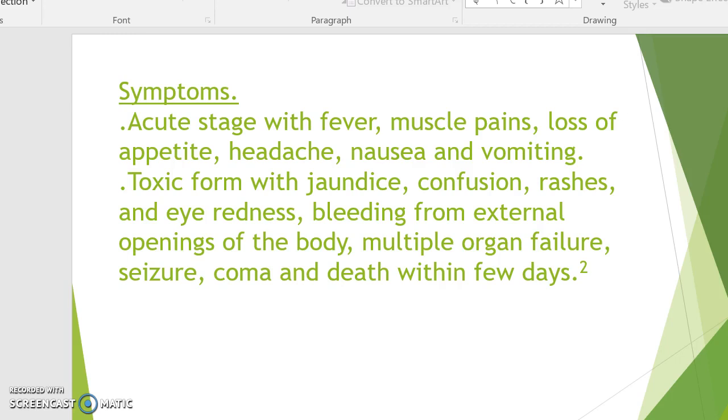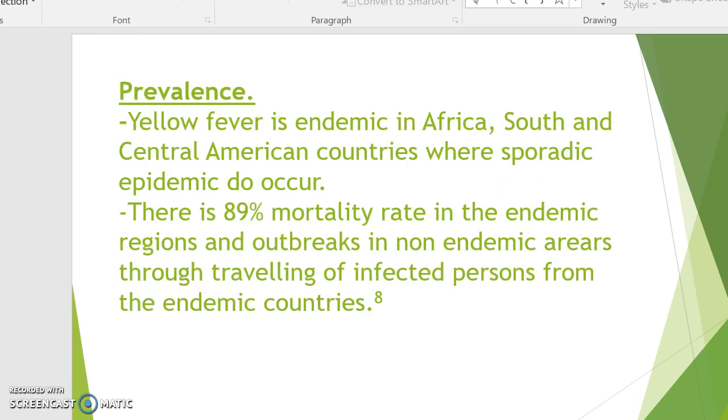Symptoms: the acute stage has fever, muscle pains, loss of appetite, headache, nausea and vomiting, and the toxic form has jaundice, confusion, rashes, red eyes, bleeding from external orifices, multiple organ failure, seizure, coma, and death within a few days.